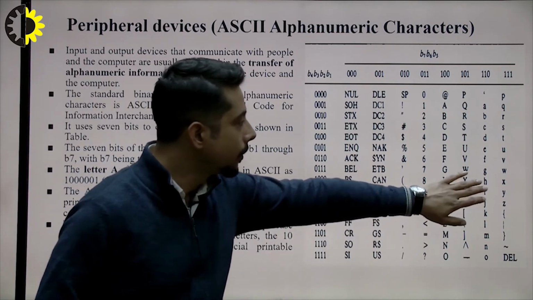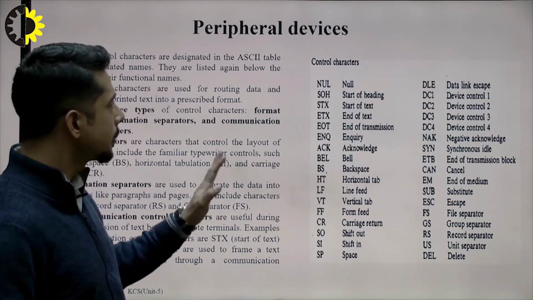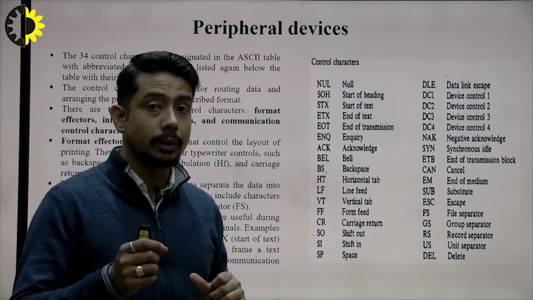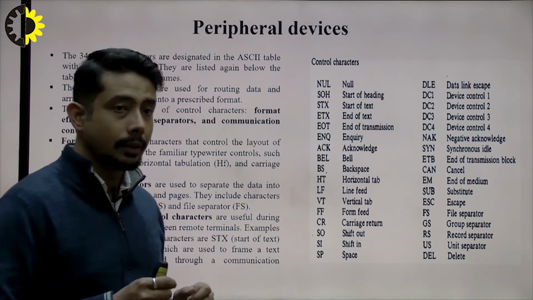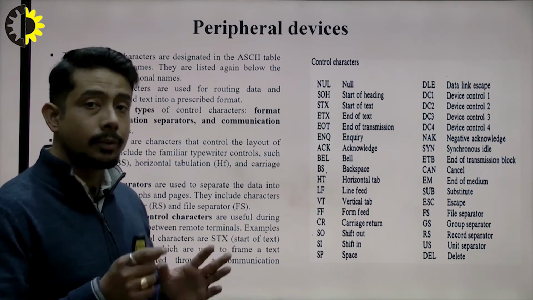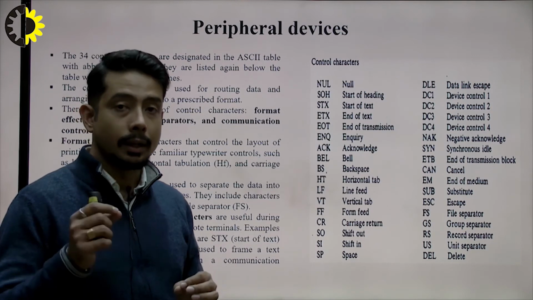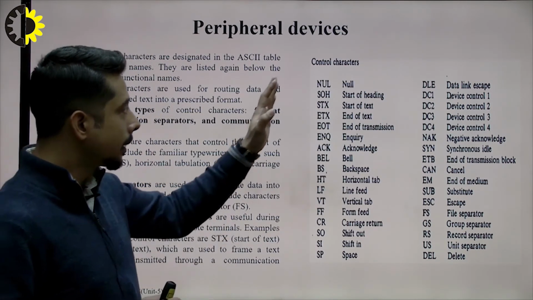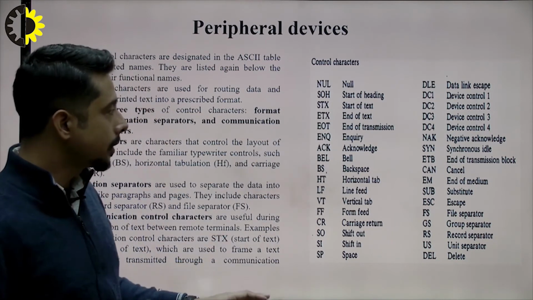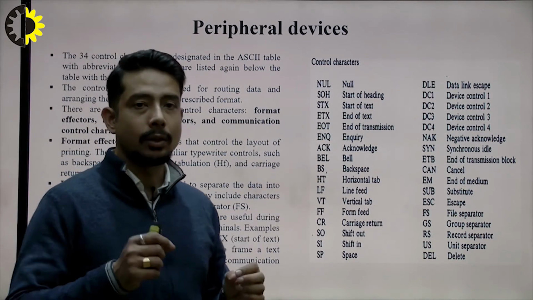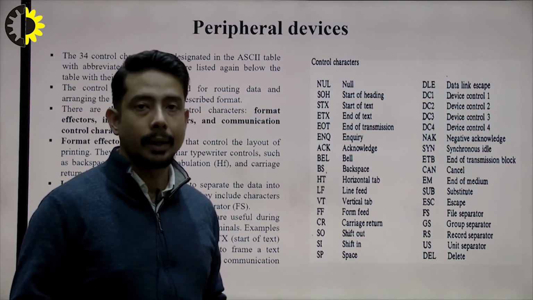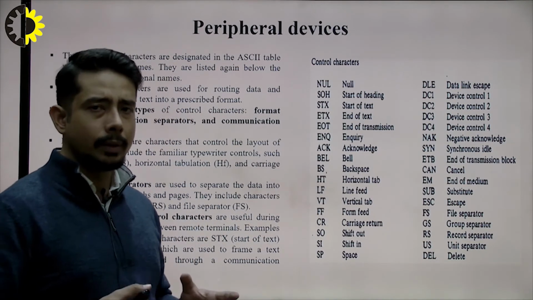Now we will be moving to the next one. In terms of peripheral devices, we have mentioned 34 non-printing characters, right? And those are used as control functions. So these control characters are these. Suppose I am talking about ETX, it is end of text. If you talk about ENQ, that is for enquiry. Okay, so just dealing with a few of the control functions.